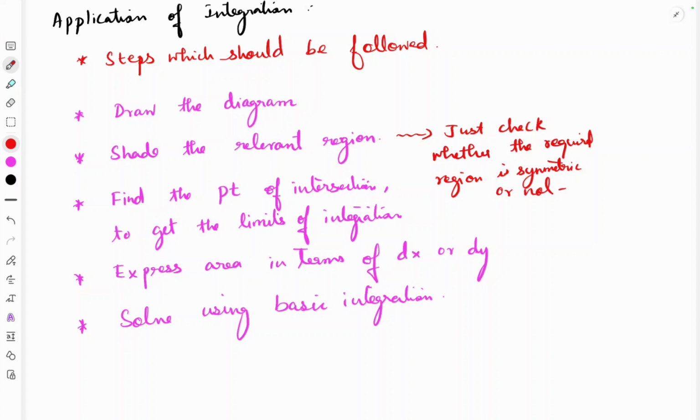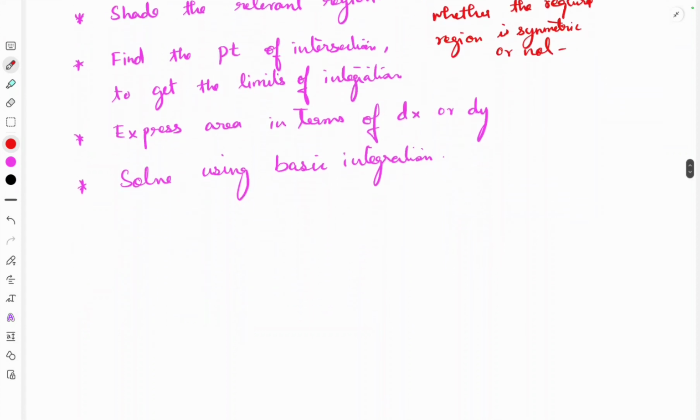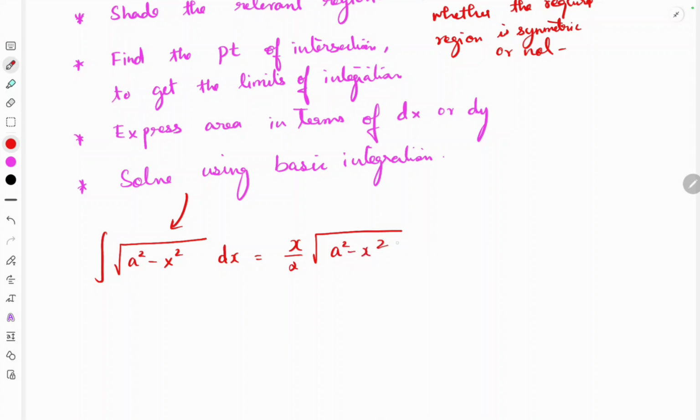Here basic integration only we will be using, and this formula you have to remember. Integration of root of a square minus x square equals x by 2 root of a square minus x square, whatever is there we have to write, plus, since a square sign is positive, plus a square by 2 sine inverse x by a plus c. So this formula we have to use here.